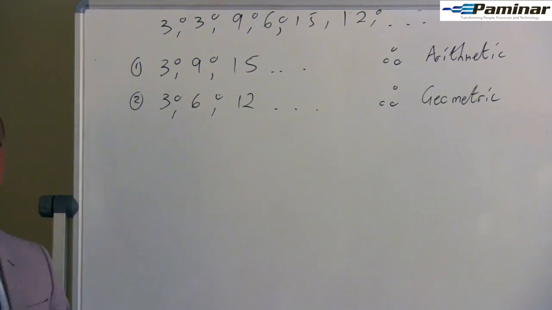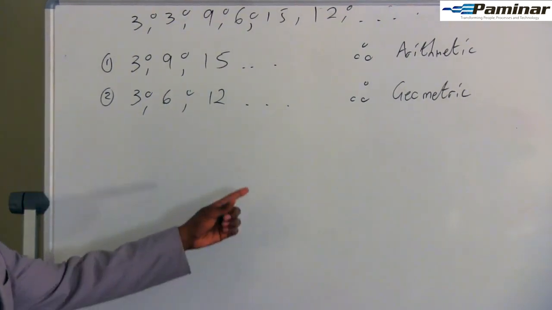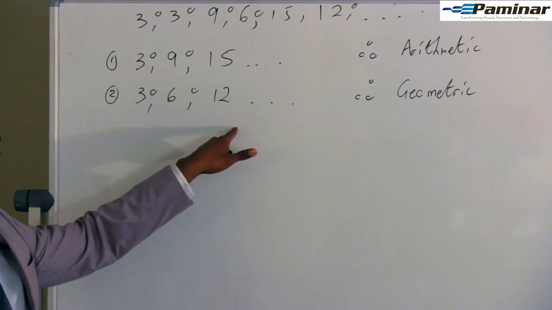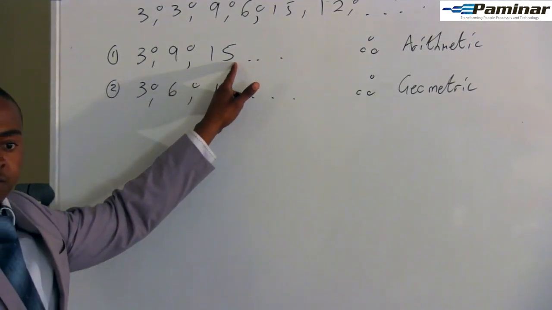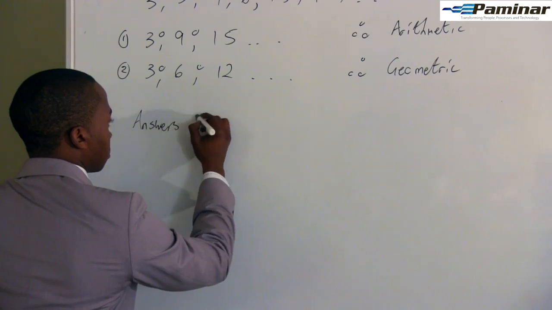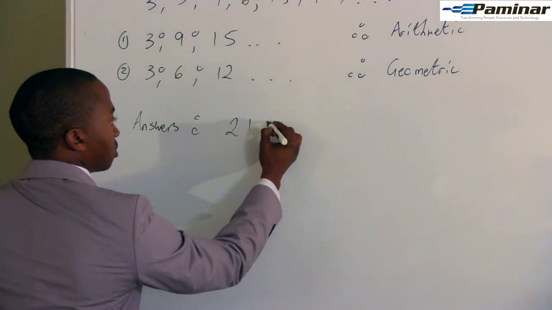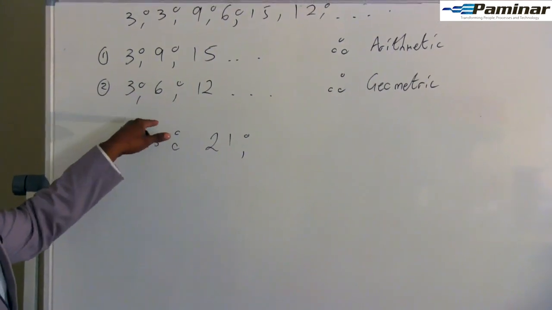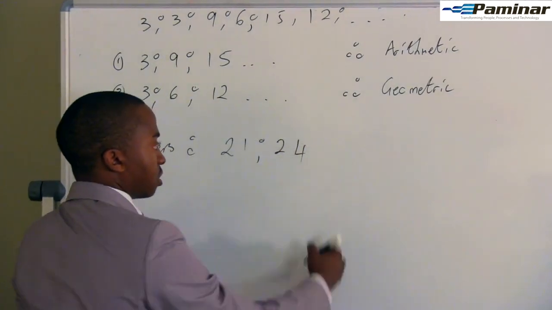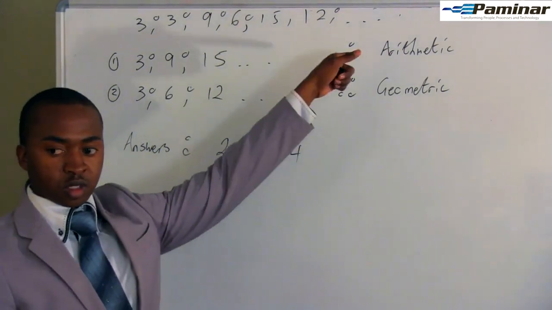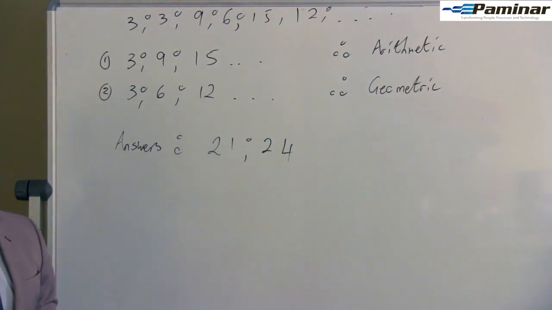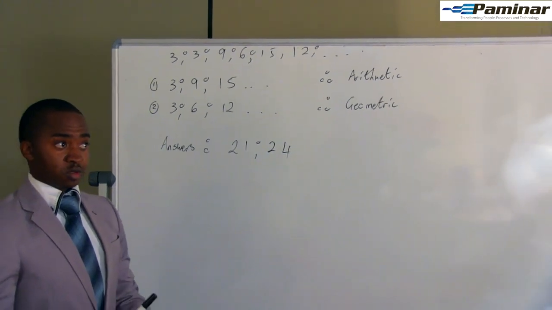So they want us to get the next two terms. So that's simply finding the next term for the arithmetic and also finding the next term for the geometric. So simply, this is going to be 15 plus 6, which is 21. So your answers should be 21, and your next term is, we're multiplying this by 2. So 12 times 2 is 24. So those should be your next terms in your sequence. Okay. I'm sure there are no questions there. Okay, moving on quickly to the next question.